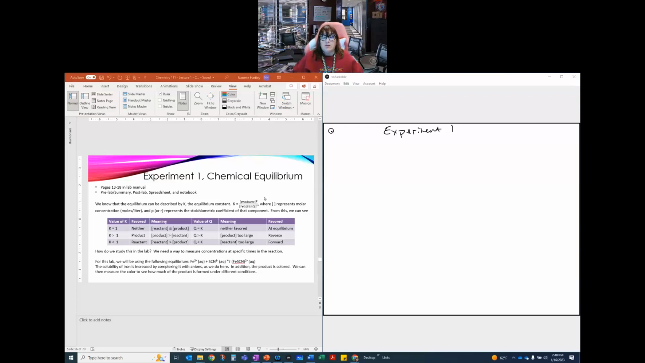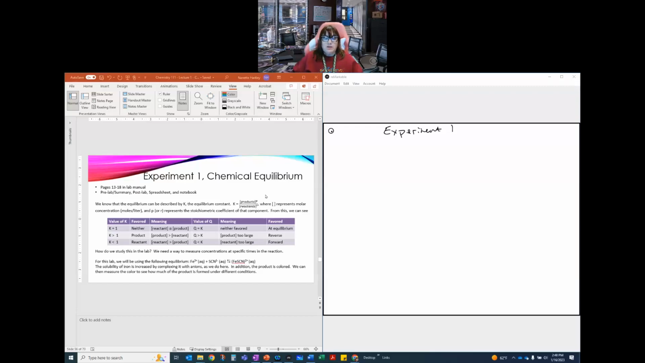One of the ways that we can do that is to measure the concentration at specific times, okay, so that we can see how long it takes for things to happen, but that's related to the kinetics, and that's not what we're interested in right here. What we're interested in is knowing how much we have.